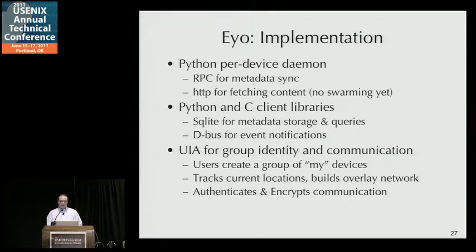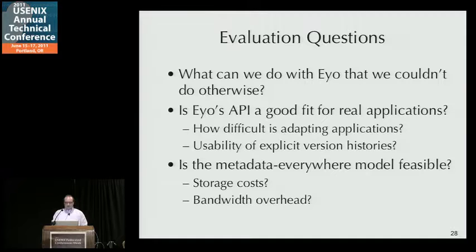So we've implemented this in Python. We've built libraries for Python and C for applications to interact with. And now I want to briefly talk about how we evaluated the system. But the main question I want to address is, what can we do with EO that we couldn't do before? And the way I'm going to explore that is to describe how EO fits into existing applications. So note that I've proposed a new file API, or new storage API. We should see how hard it was to interact with this. And then I'll talk just very briefly about the costs of putting metadata everywhere.